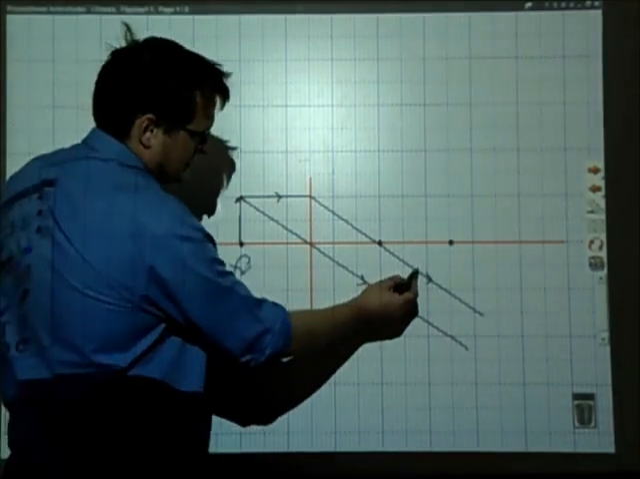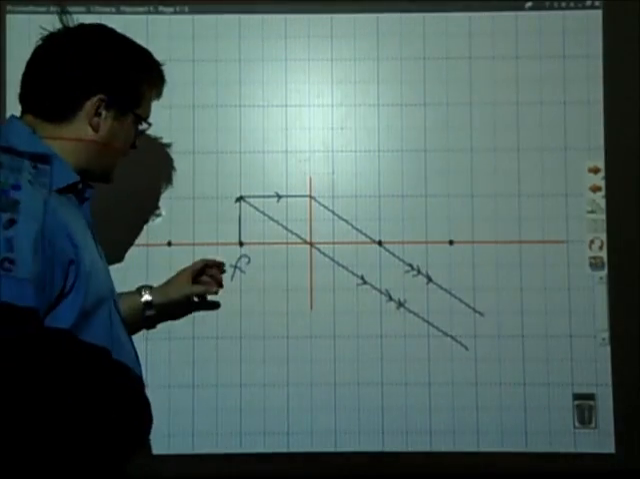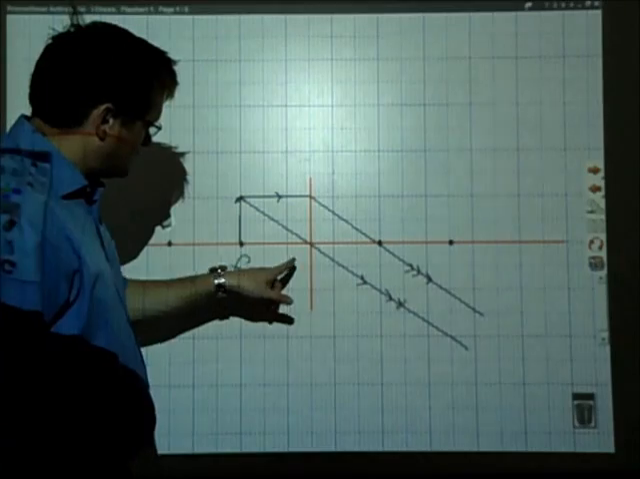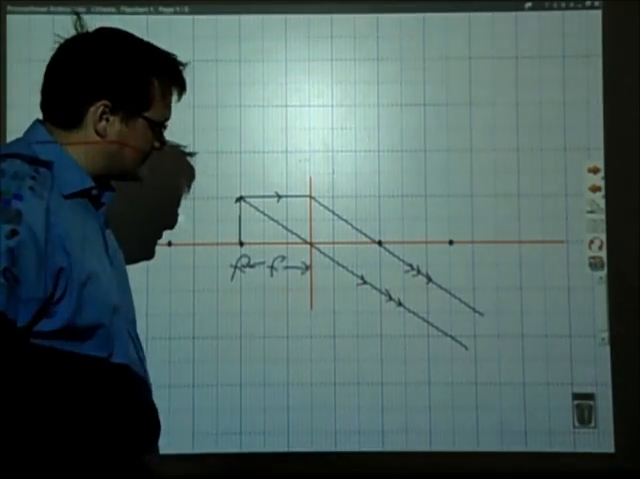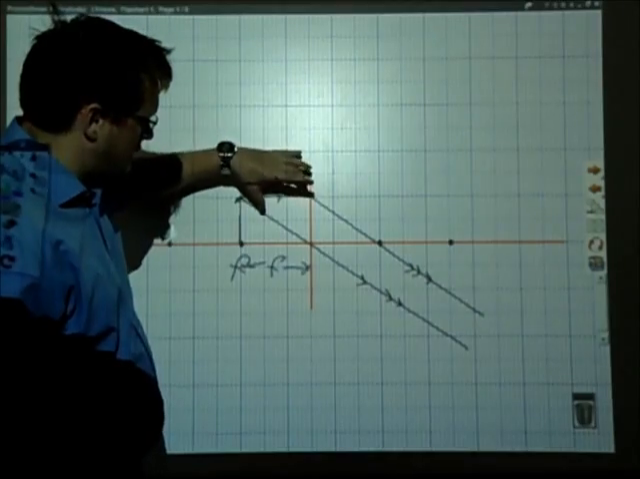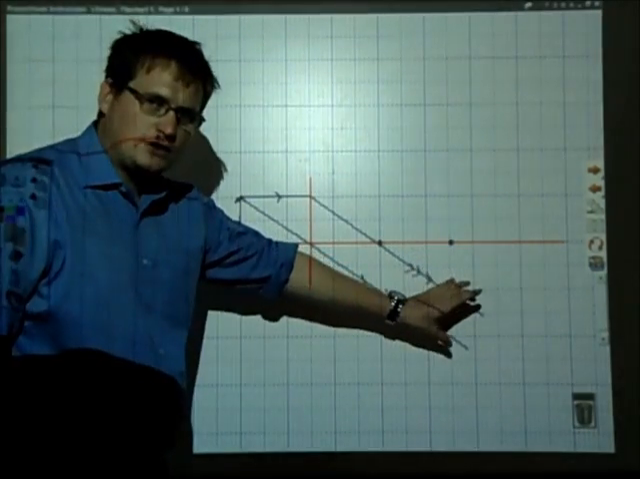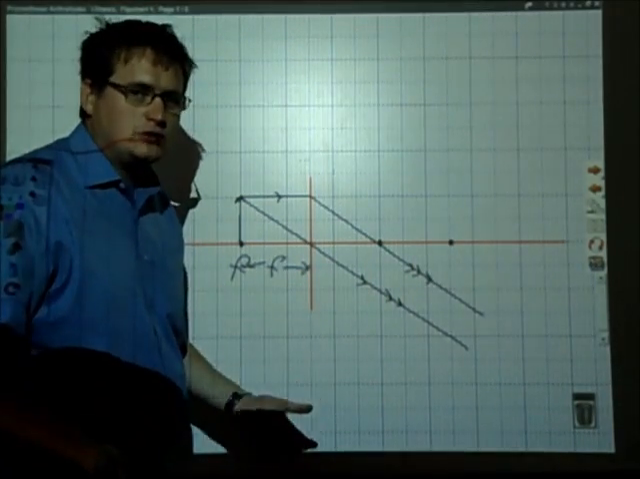Notice that these guys are parallel. Okay? So when the object is actually at the focal point of the lens, so it's this distance of f, focal length, away from the lens, what you get is parallel beams of light being produced, which means that they're never going to converge, which means you're never going to get an image. You're never going to produce an image.